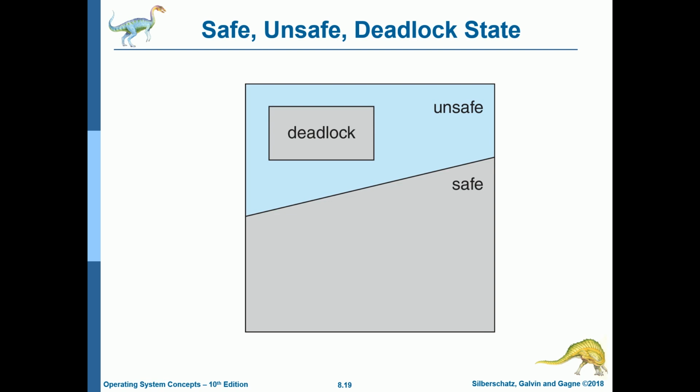Now, we can see this illustration here. If you're in a safe state, there's no possible way to have a deadlock. However, if you're in an unsafe state, there may exist a deadlock, but not necessarily.